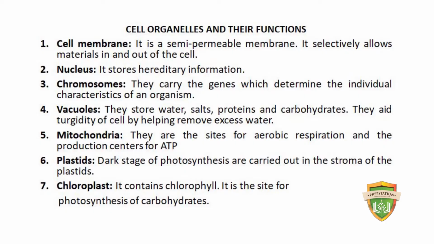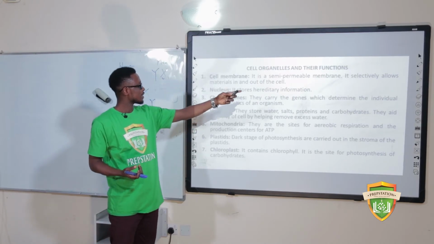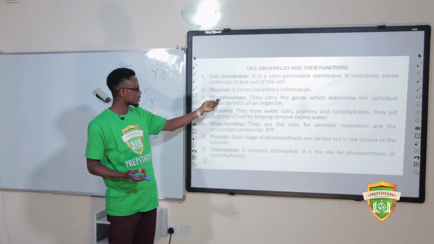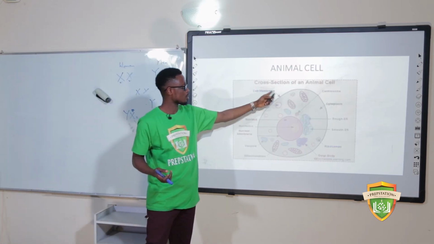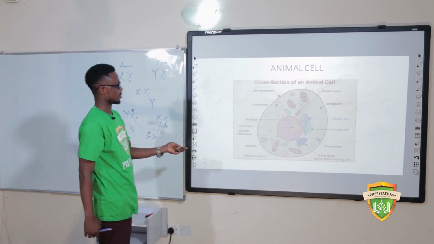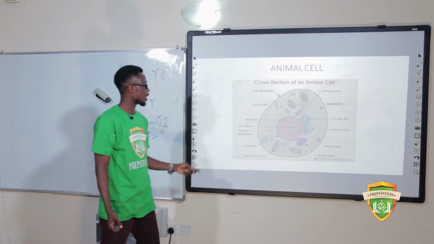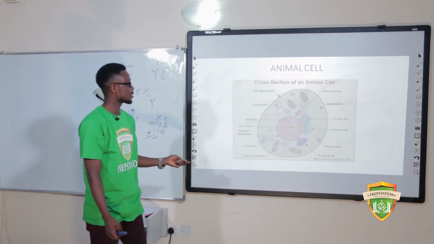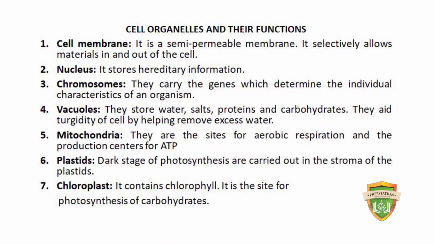The first thing, cell membrane, it is also semi-permeable. Don't forget, if they say something is semi-permeable, that means material can pass through it. It selectively allows materials in and out of the cell. That's the cell membrane. Material can go into the cell and also go out of the cell, because of the cell membrane. And look at the location, just outside the cell. Now, nucleus. Nucleus stores hereditary information, which is very simple. Chromosomes carry the genes which determine the individual characteristics of an organism.